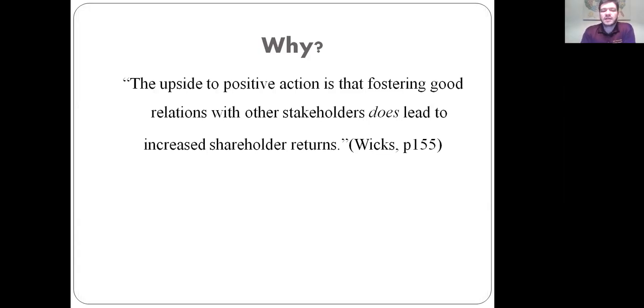Well, our book also states that the upside to positive action is that fostering good relationships with other stakeholders does lead to increased shareholder returns. In general, the way this applies to the hospital is that if the patient has a positive, good experience, they're going to come back. You're going to achieve maximum possible wellness for the patient, their livelihood, and their loved ones.